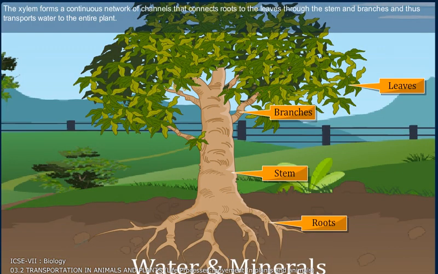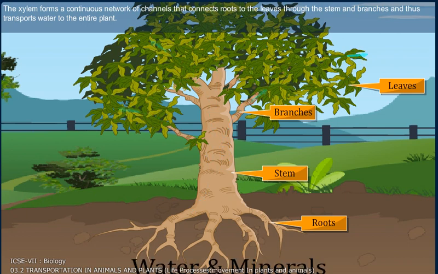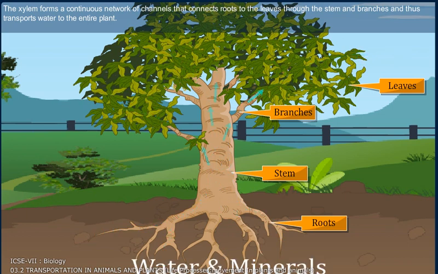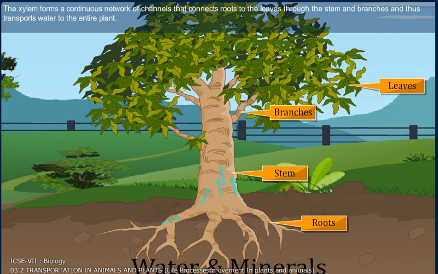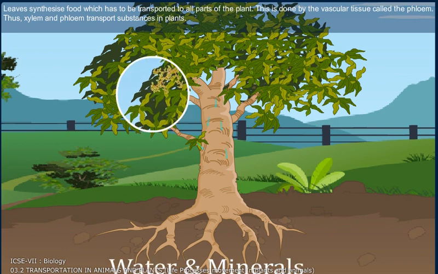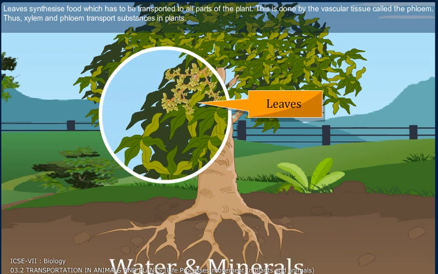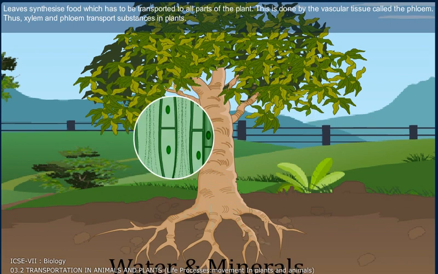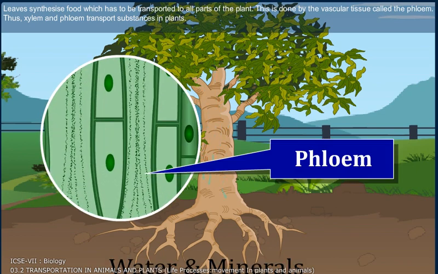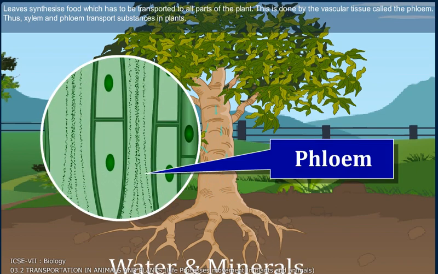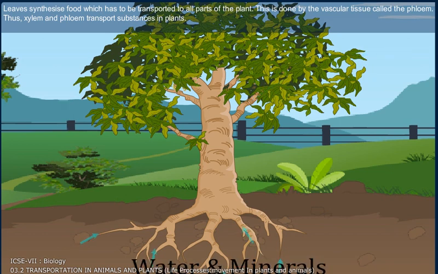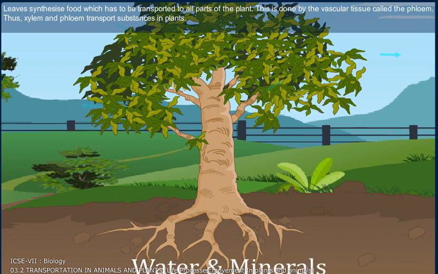The xylem forms a continuous network of channels that connects roots to the leaves through the stem and branches, and thus transports water to the entire plant. Leaves synthesize food which has to be transported to all parts of the plant. This is done by the vascular tissue called the phloem. Thus, xylem and phloem transport substances in plants.